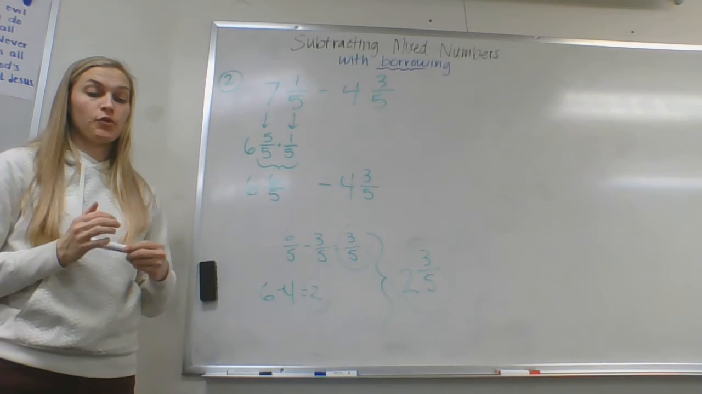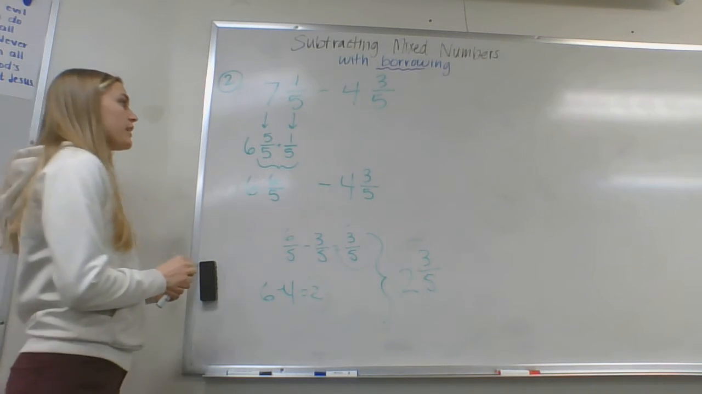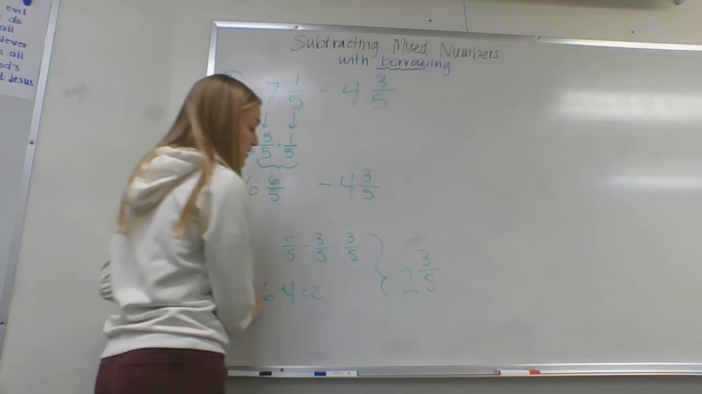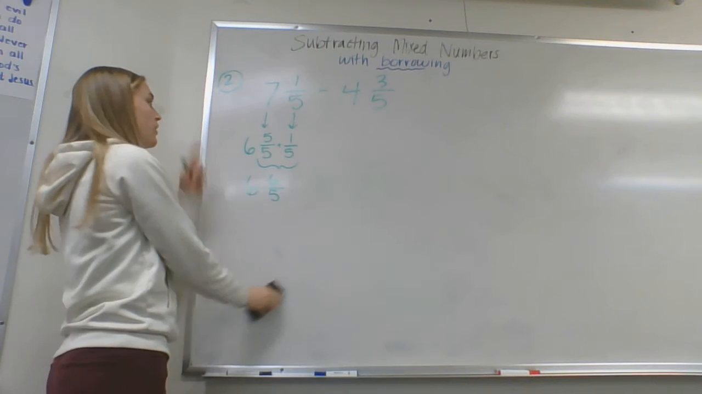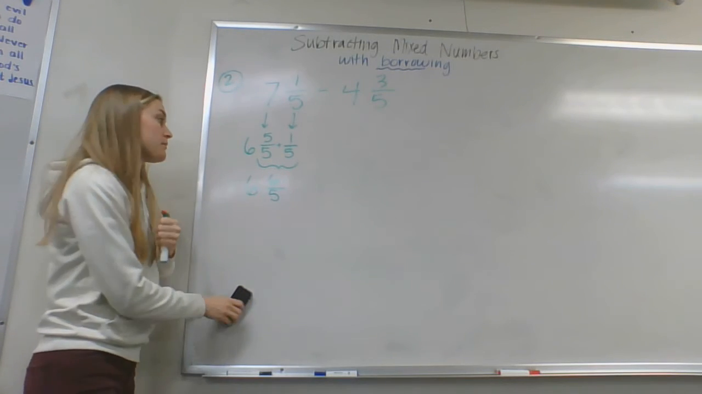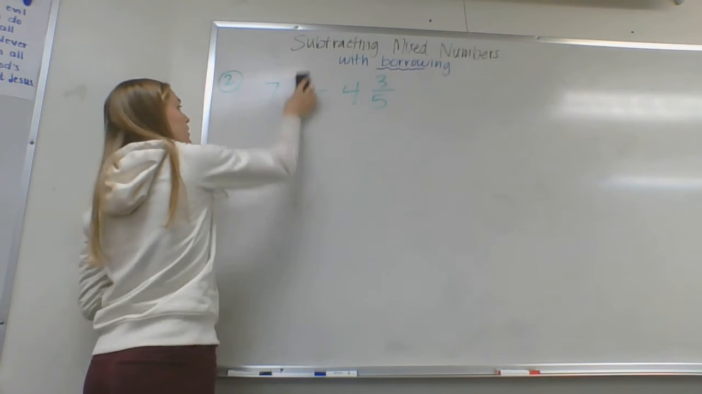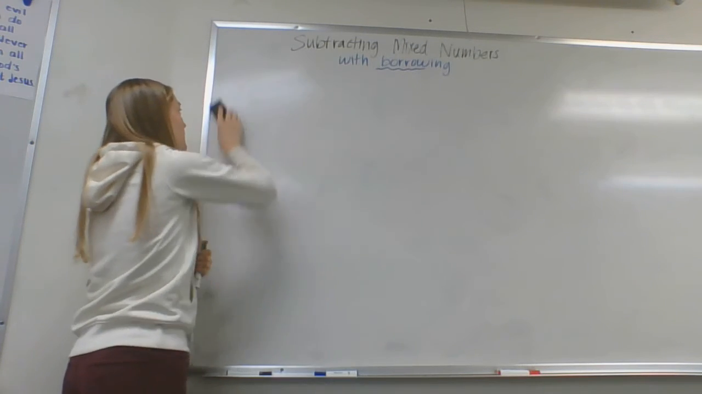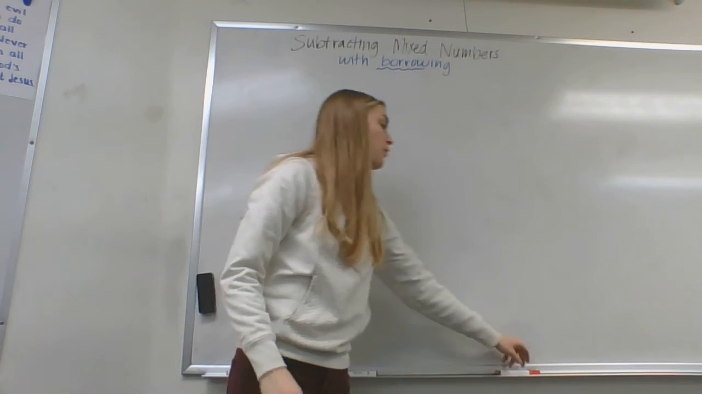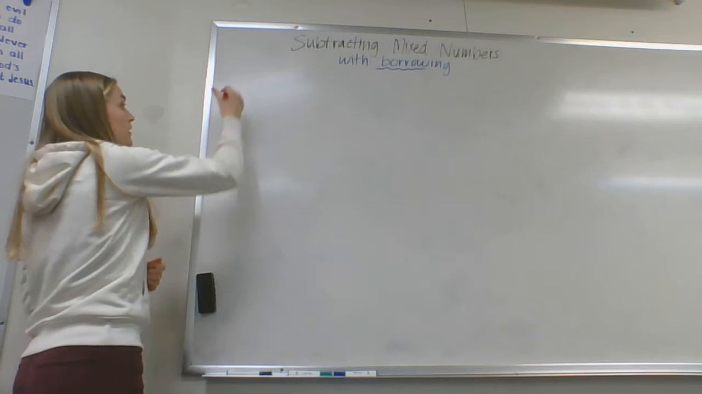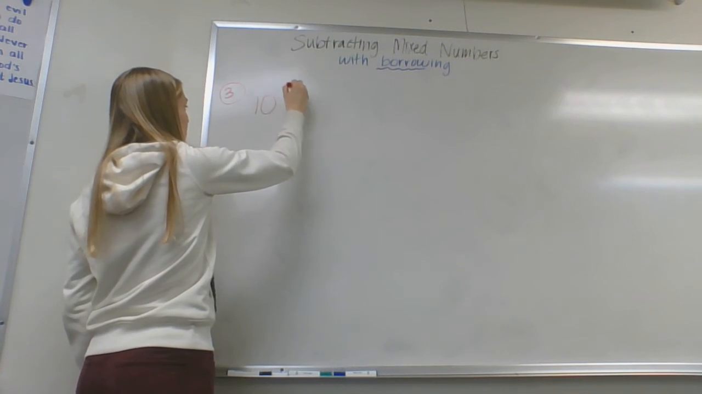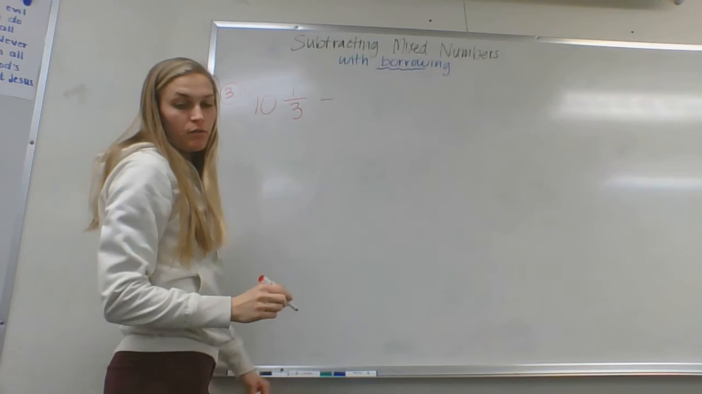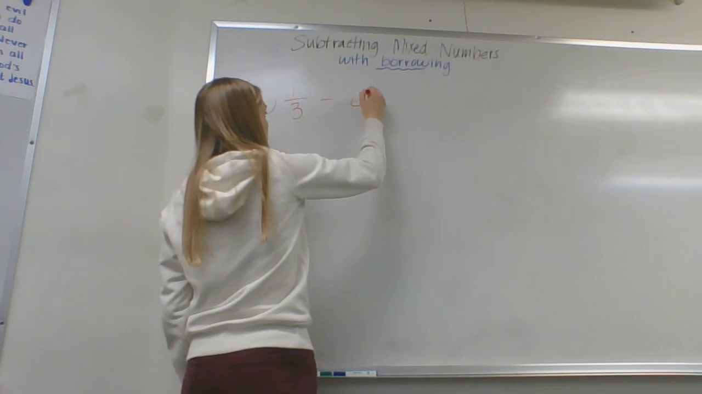Okay, we're going to do one more. It's also going to have common denominators because we're just going to keep it kind of simple today. We're focusing mostly on renaming this 7 as 6 and 5/5. I know you guys know how to find common denominators by now, so we won't worry about that. Our example 3 will be 10 and 1/3. We're going to take away 4 and 2/3.